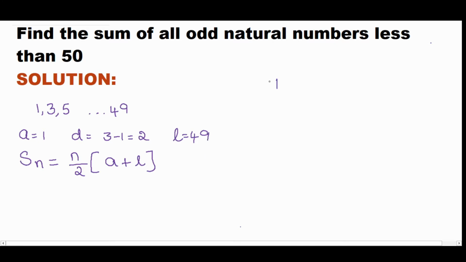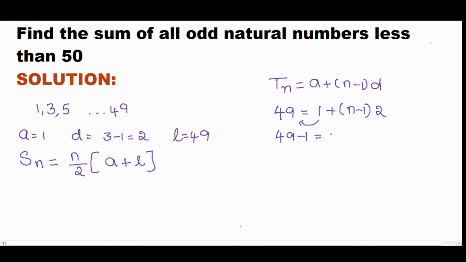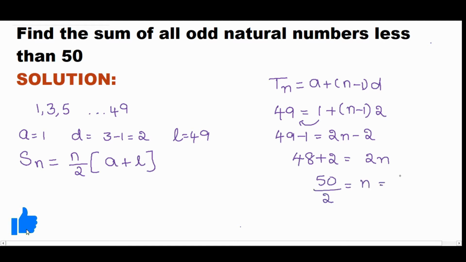To find n, as usual, the old formula Tn is equal to A plus n minus 1 into D. So Tn itself is 49. I need to find which term it is. A is 1, I know. n minus 1 into D, which is 2. So 49 is equal to 1 plus 2n minus 2. I shift this 1 to the other side, it becomes minus 1, and I get 48 is equal to 2n minus 2. I bring the 2 to the other side, it becomes plus 2, so 50 is equal to 2n. I bring this 2 to the denominator and I get n equal to 25. Therefore, n value is 25 here.